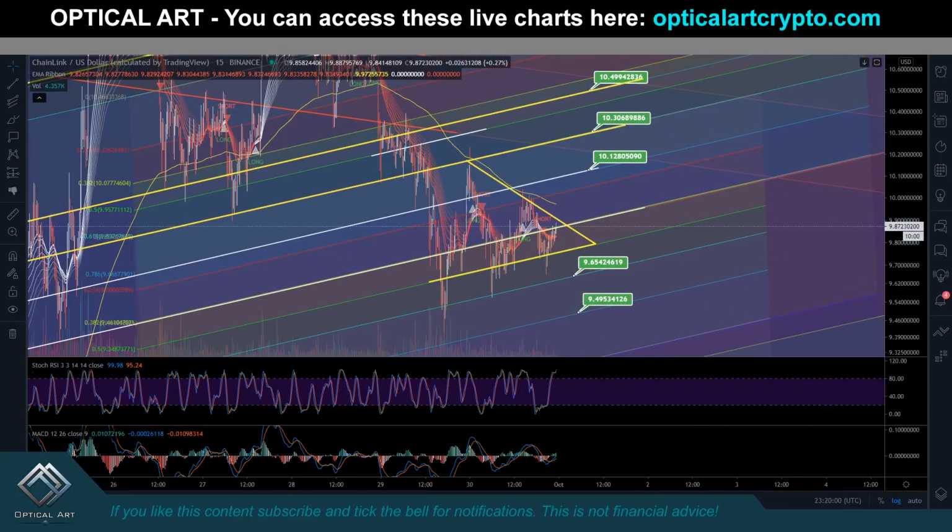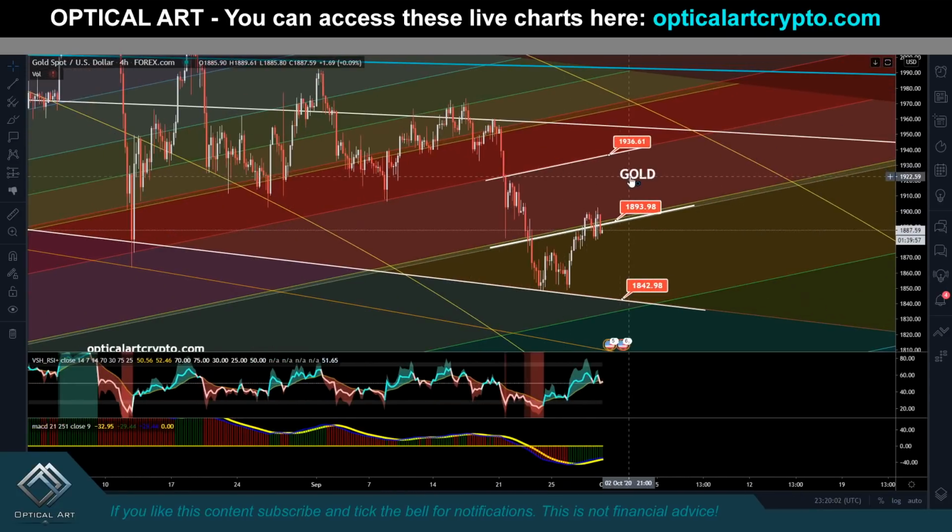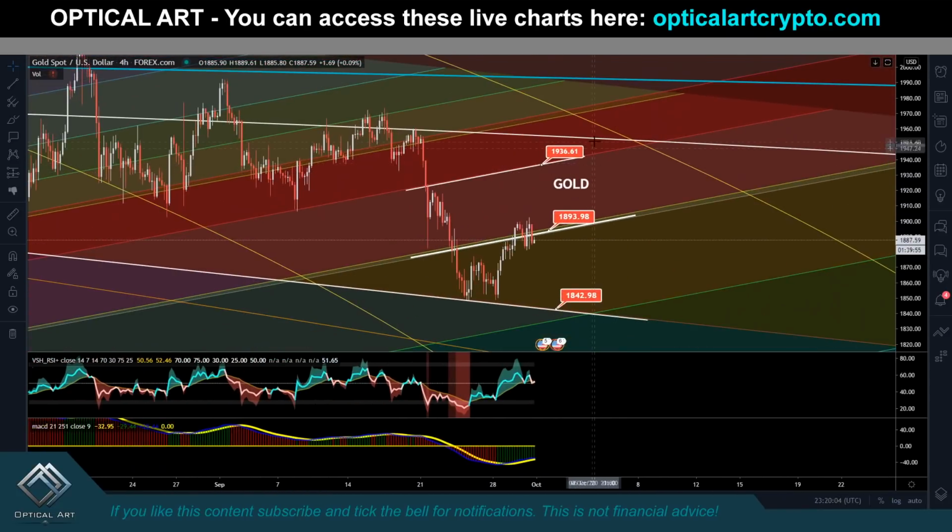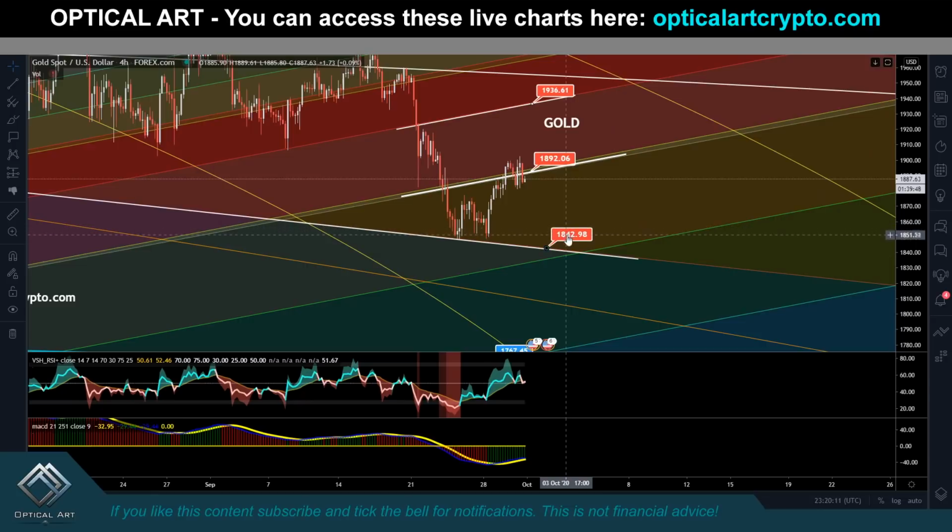But just want to give you the support and resistance levels. So again, guys, real quick, gold. If we push up, your resistance for gold is $1,136. Your current resistance is 1,892, and if we drop, you're going to have strong support here at 1,842.